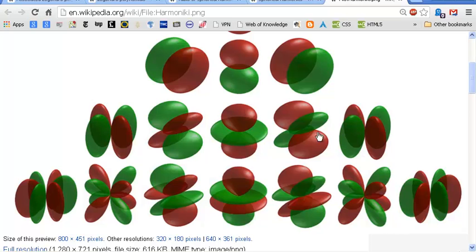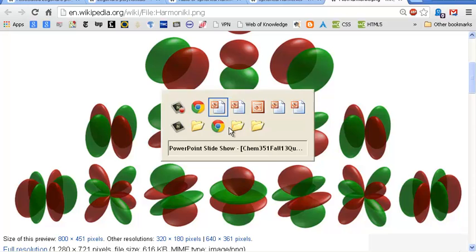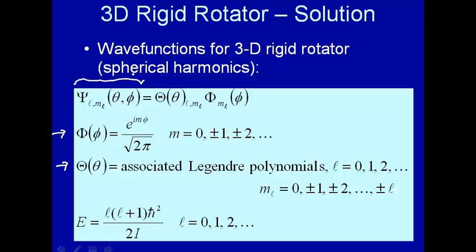So, and these look like orbitals. That's interesting. So the spherical harmonics are the solution to the Schrodinger equation when the Hamiltonian is expressed in spherical coordinates. Now let's look at the energy. The energy here depends upon only one quantum number. That's the L quantum number. L plus 1, h bar squared over 2I.